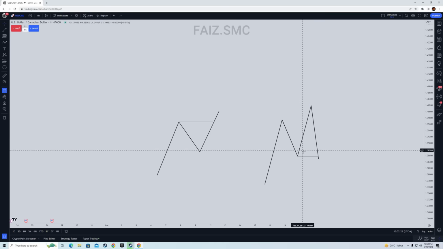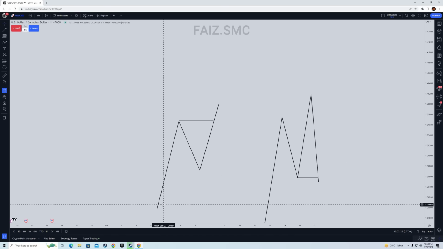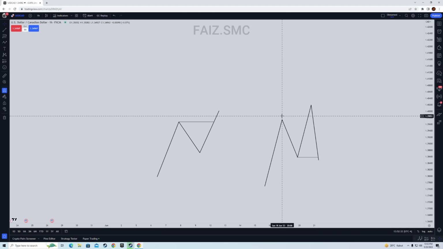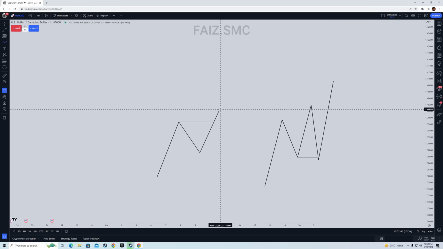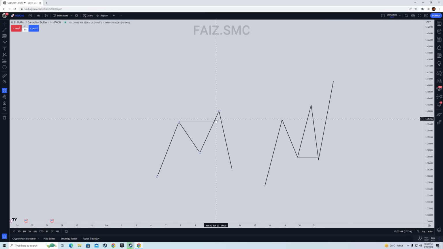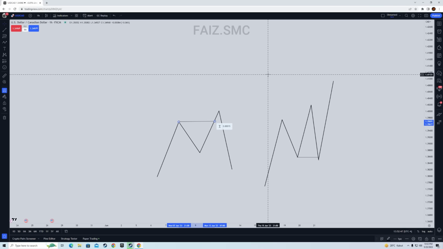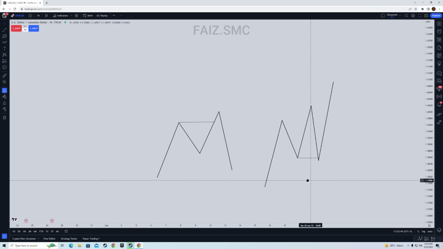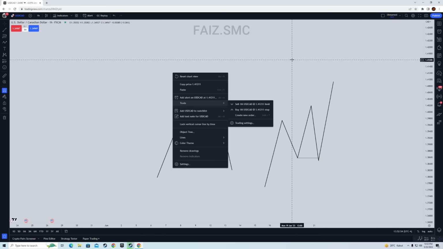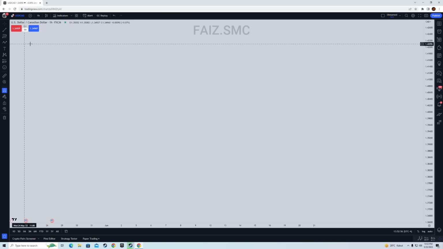So one last time I'll repeat. There are two types of turtle soup patterns. Where you have a sweep of a previous high, this is a higher high, higher low, higher high, and then a sweep, and we expect lower prices. And this one, we expect higher prices from here. So when this happens, we expect a reversal, and when this happens, we expect a continuation.